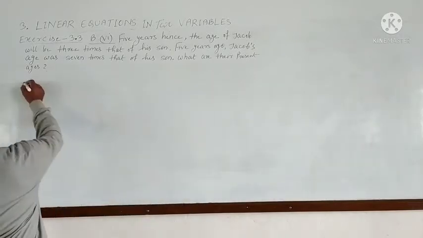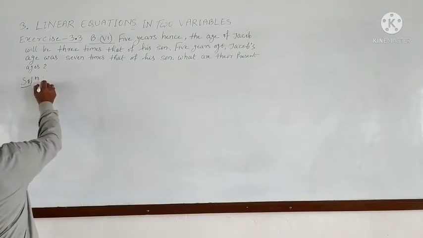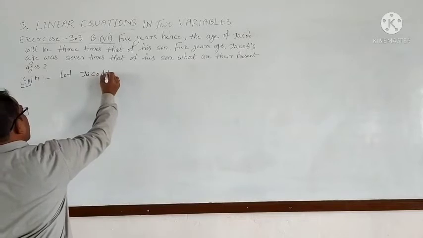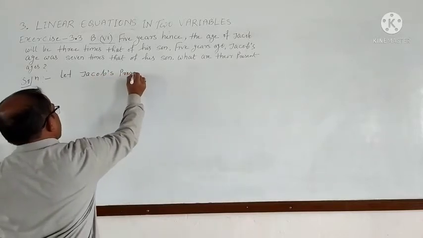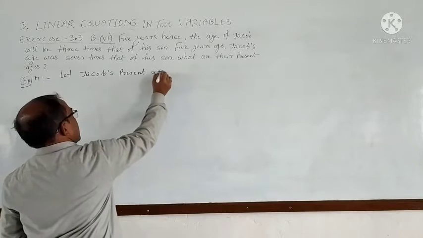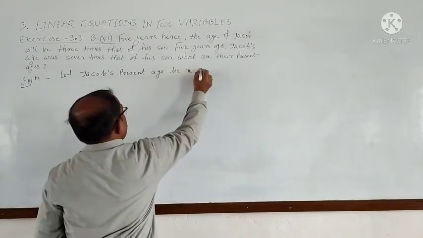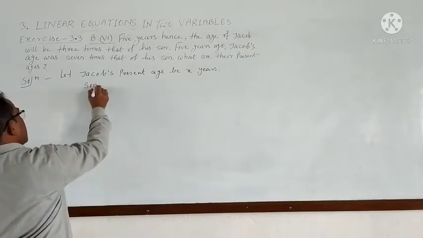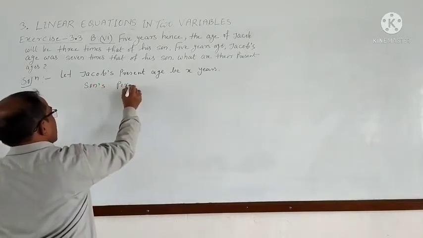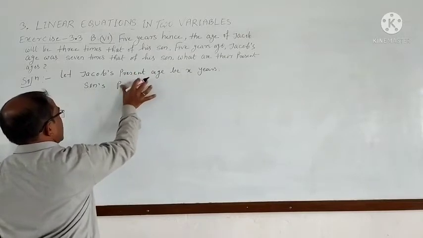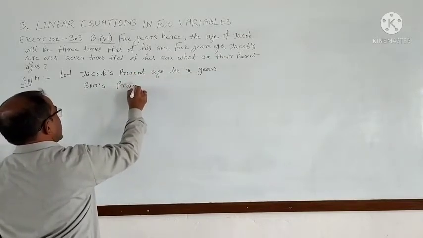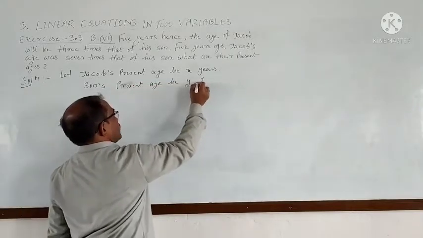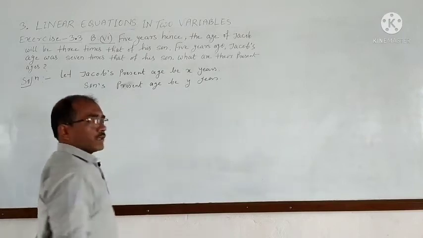There are two persons, so we will consider one person's age x and another person's age y. Who are those persons here? One is Jacob. So let Jacob's present age be x years, and his son's present age be y years. So these two things are unknown, and we have to find them out.